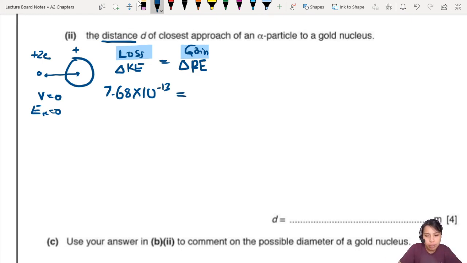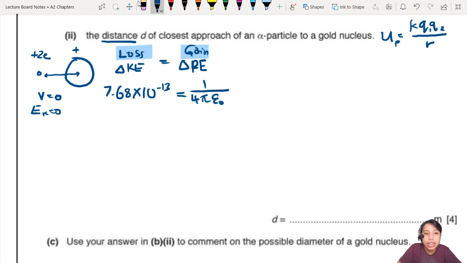So how to find EPE? You need to remember electric potential energy is kQ1Q2 over r. So we write that down here. So this will be k is 1 over 4 pi epsilon naught. Go and find the epsilon naught constant in your data formula sheet.